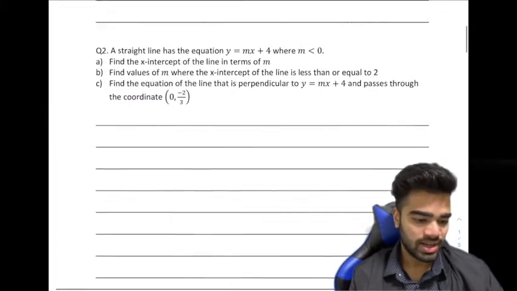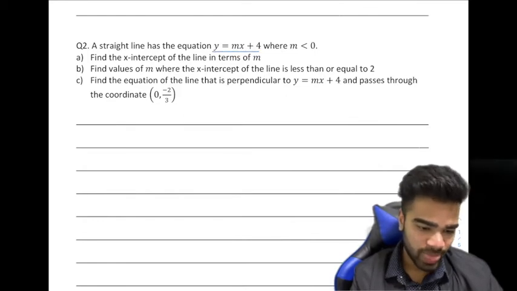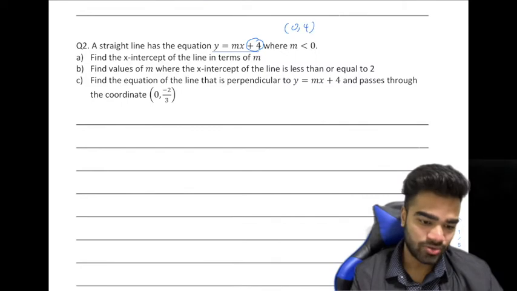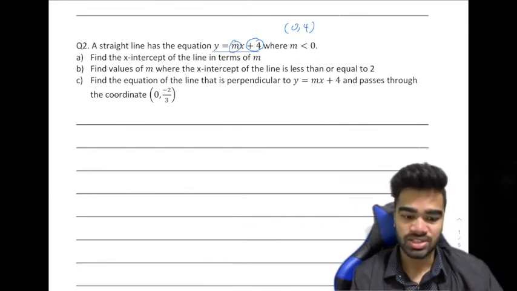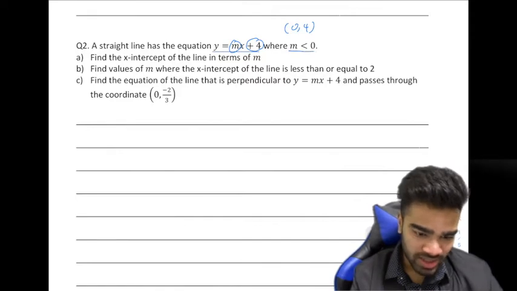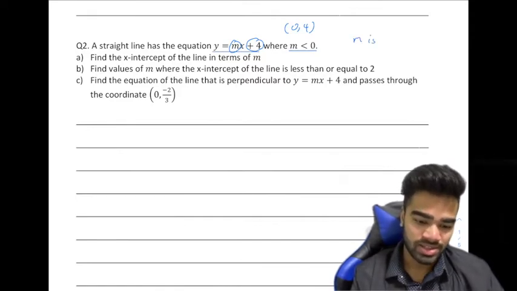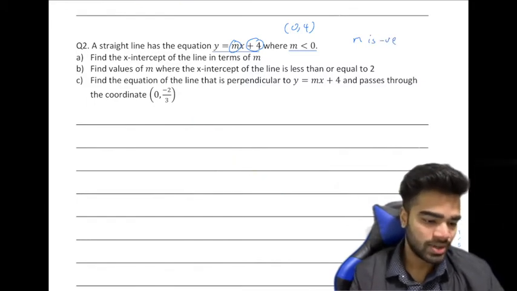A straight line has the equation y is equal to mx plus 4. You'll notice this time it's saying the y-intercept is 4, so the y-intercept is 0, 4. Now also the gradient is changing, so the gradient is the variable that's changing. Just a quick note, it's saying that m is less than 0. Remember, m is negative, which means we have a negative slope, going downwards like that.